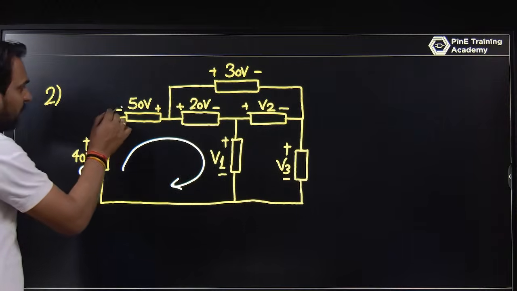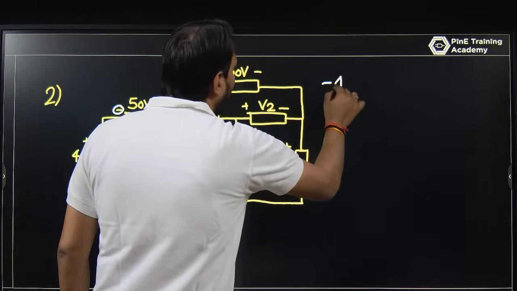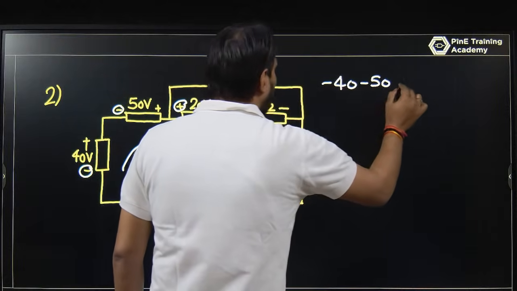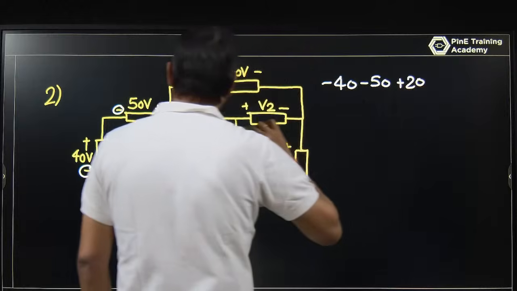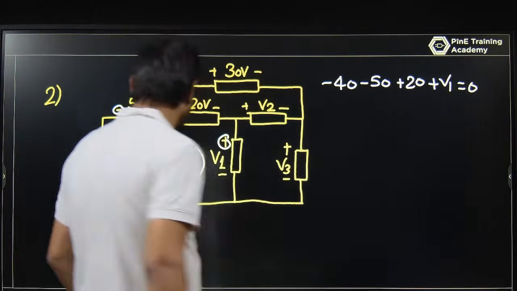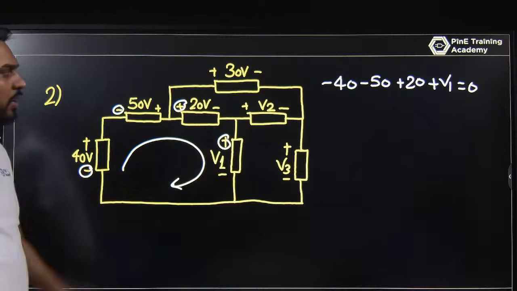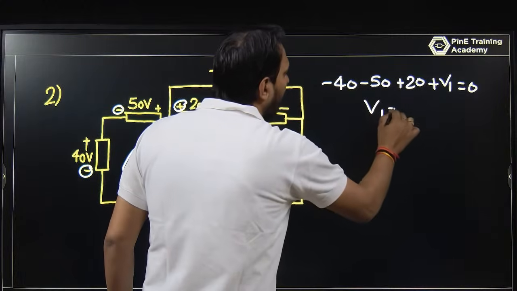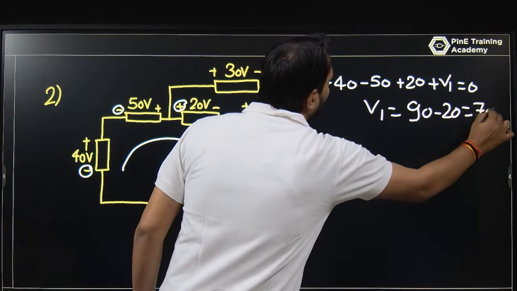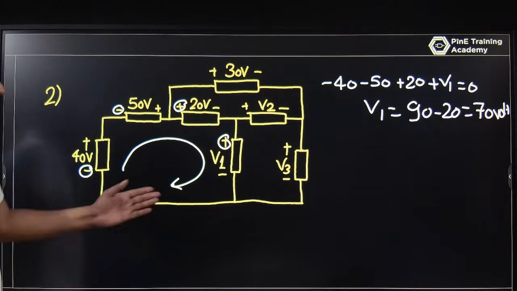This is minus, this is minus, this is plus, this is plus. Just solve it. This is minus 40, this is minus 50, this is plus 20, and this is plus V1. Just recheck. Minus 40, minus 50 plus 20 plus V1. So V1 is equal to what? 90 minus 20. It becomes 70 volt. V1 is 70 volt.